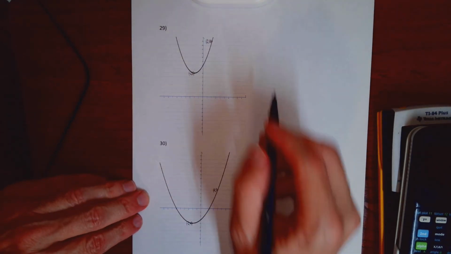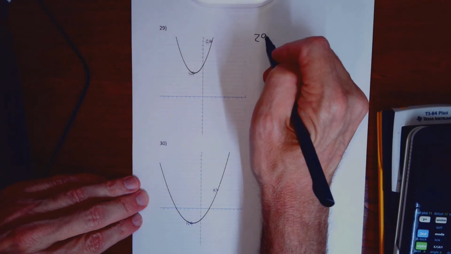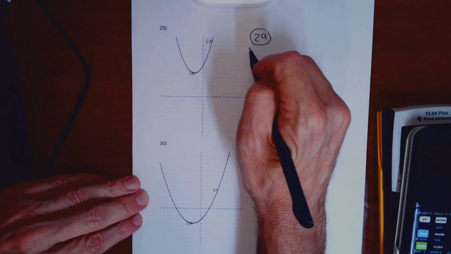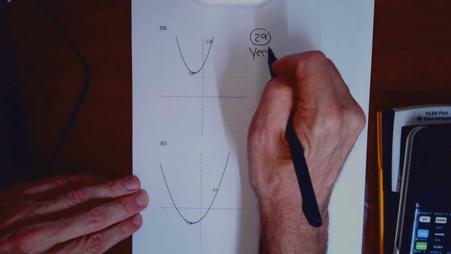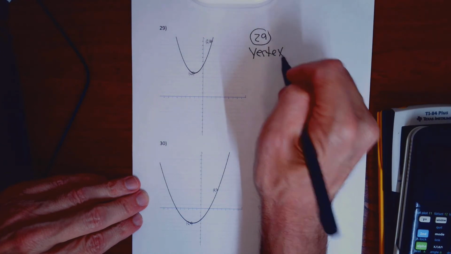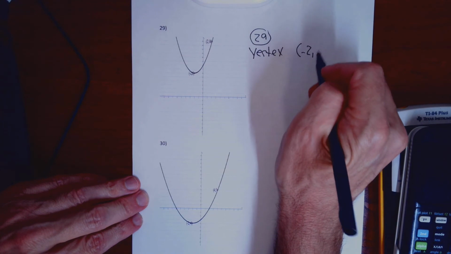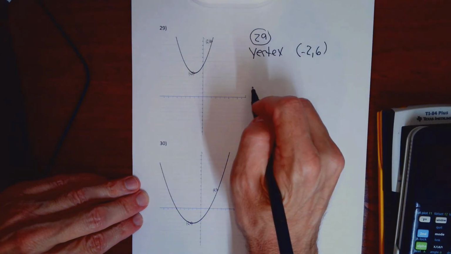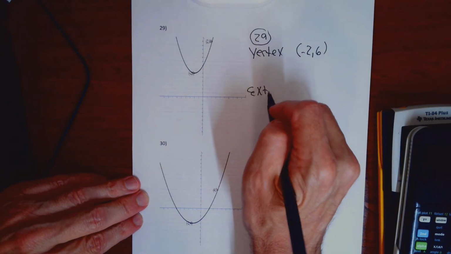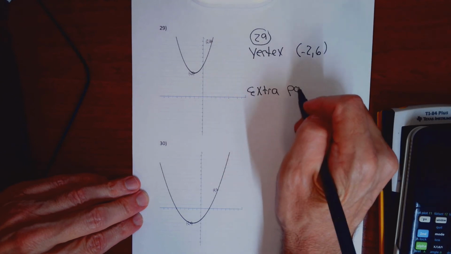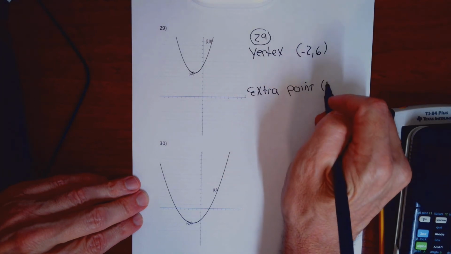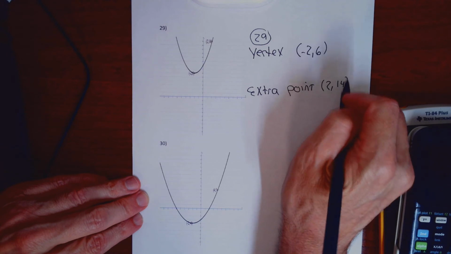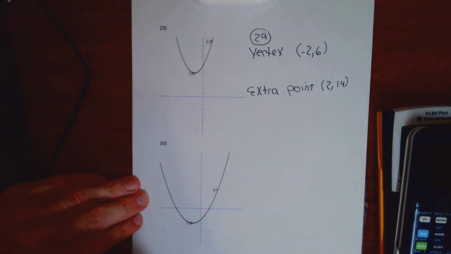Let's go ahead and do 29 together. Why don't you pause the video and try 29 so you can check to see how you're doing. Just in case it's not visible, the vertex is the point negative 2, 6 for 29, and the extra point is 2, 14.